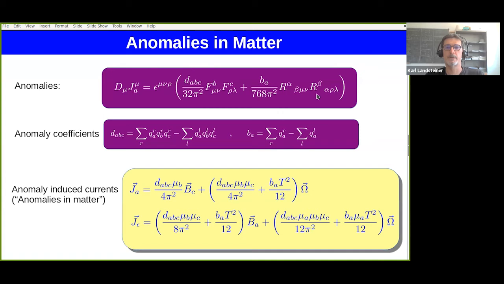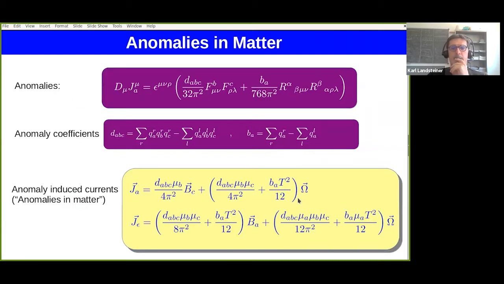So that's the usual anomaly, this gravitational part of the anomaly coefficients. And here are these anomaly-induced currents in a magnetic field or under rotation. And you see, they are determined by state parameters, namely the temperature and the chemical potentials, and then by parameters which depend on the theory, and determine if you have an anomaly or not, which are precisely the anomaly coefficients. So D_ABC or B_A, determining if the theory has usual anomalies like ABJ type axial anomalies or this gravitational contribution to the anomaly.